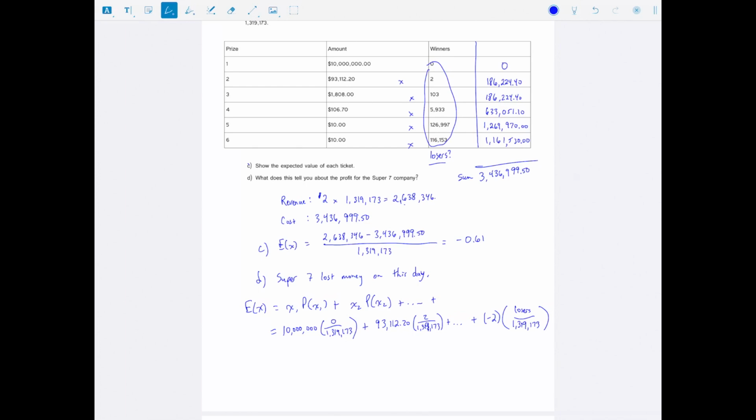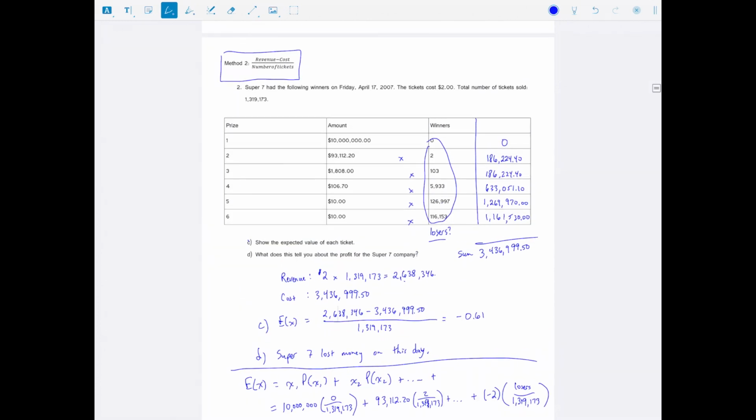Okay, so that's another way you could do it. I don't suggest using that method. I really do like this method right here, the revenue minus cost over the number of tickets. And that is probability distributions.